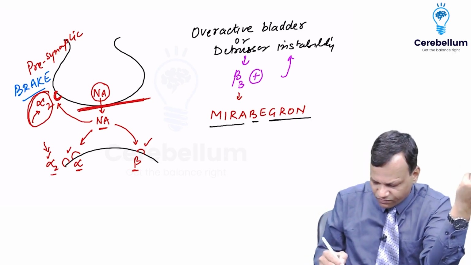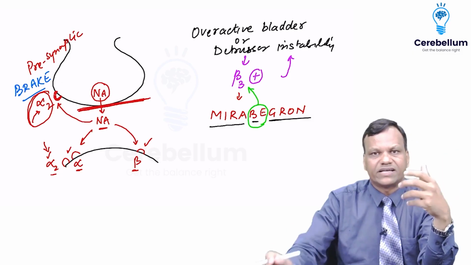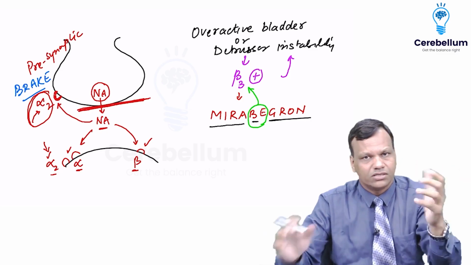And from the name you can also find the mechanism. It is acting on BE, means beta 3 receptors. So mirabegron is beta 3 agonist. Okay, so that is easy.